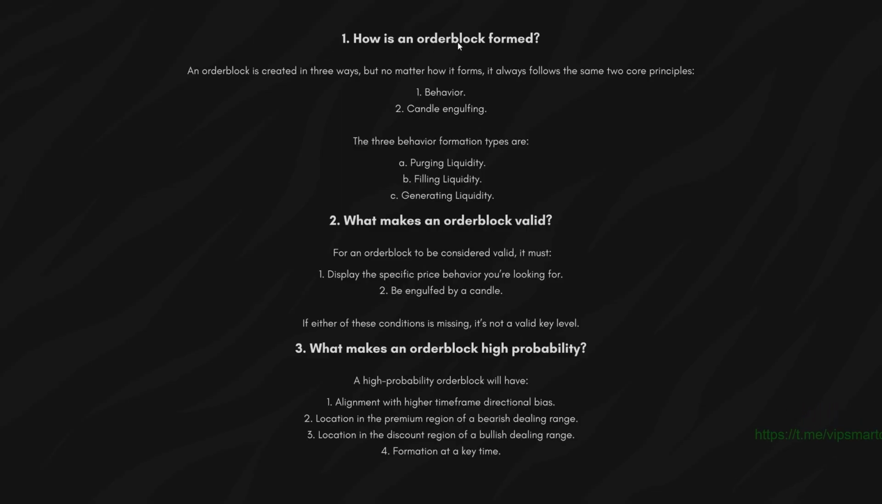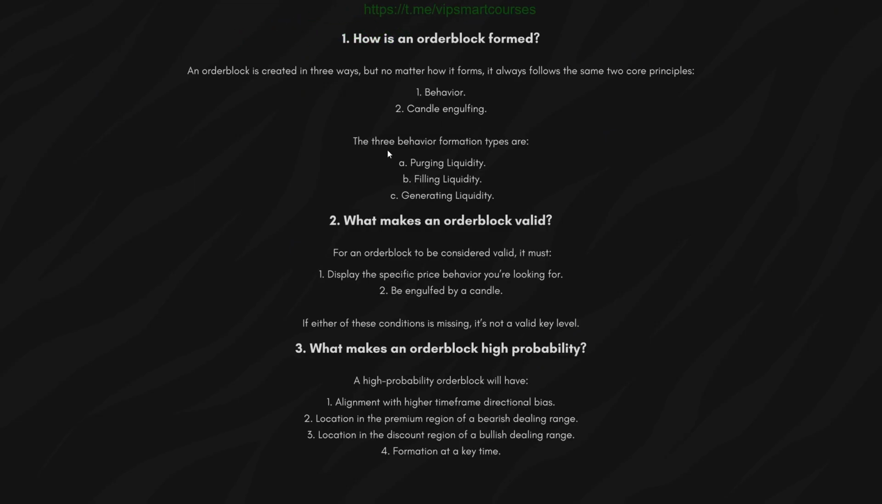First of all, let's break down how is an order block formed. Now, an order block is created in one of three ways, but regardless of which one it is, there are always two non-negotiable things or elements it must have. Number one, a specific type of behavior a candle or a group of candles must have. And number two, a candle engulfing that candle or those group of candles that had that behavior. Okay, that's basically the core structure.